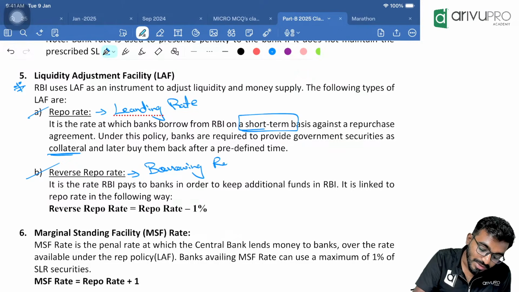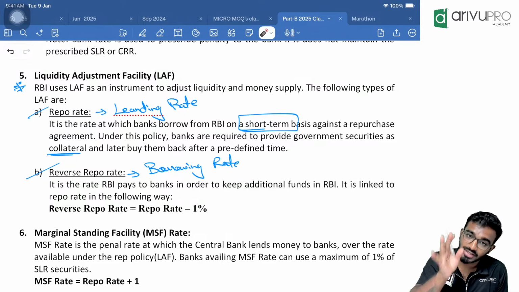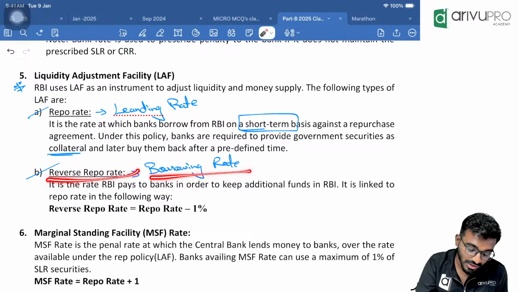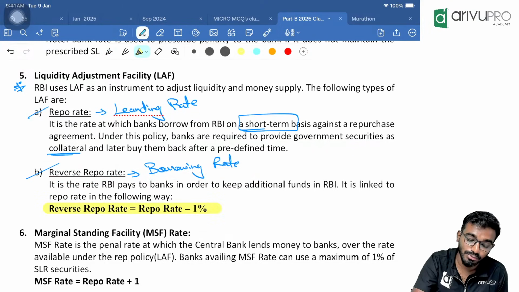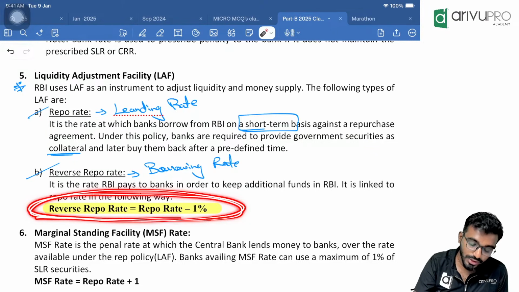Borrowing rate of RBI. When commercial banks have excess liquidity, they can keep those funds with RBI. For that, RBI gives an interest rate. In simple practical terms, RBI is borrowing money from the commercial banks. That is called the borrowing rate, that is called reverse repo. Reverse repo is always 1% lesser than the repo rate. This is important. You need to remember.